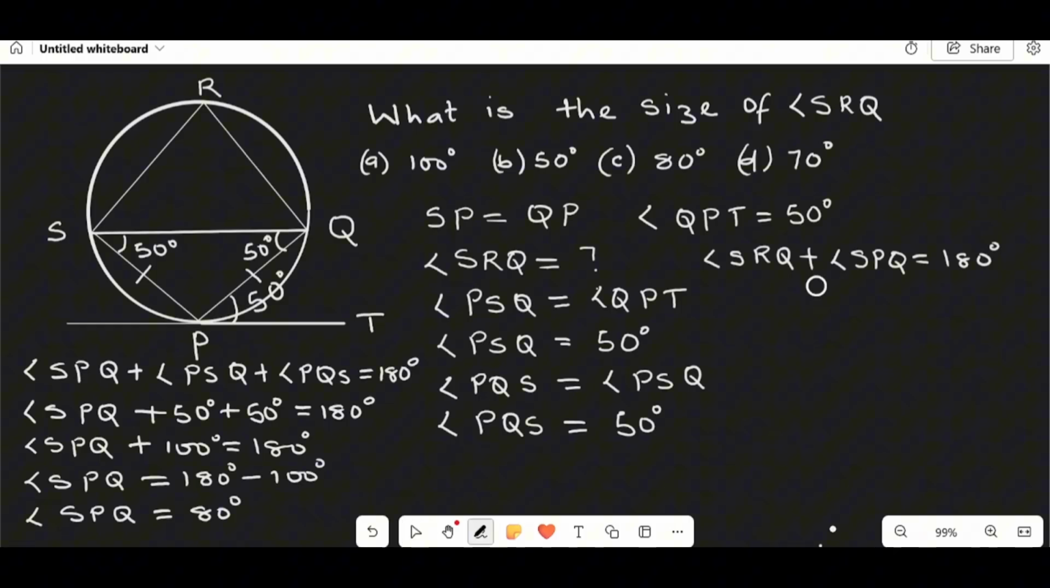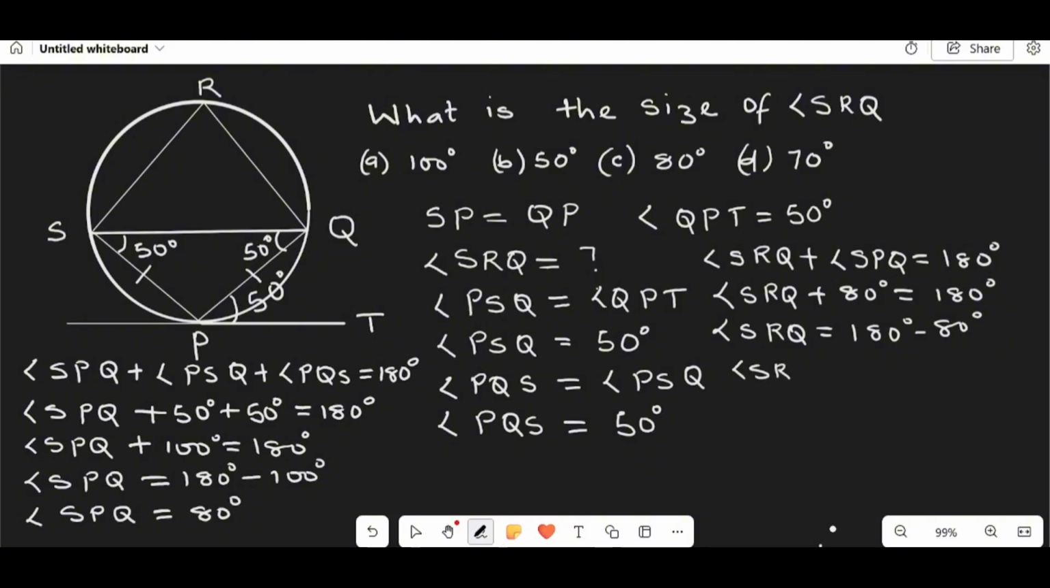So let us substitute it into this equation. Angle XRQ plus 80 degrees equals 180 degrees. Angle SRQ equals, if we transpose 80 degrees to the right hand side, 180 degrees minus 80 degrees. Angle XRQ equals 180 degrees minus 80 degrees, which will give us 100 degrees. That means the correct option is A.